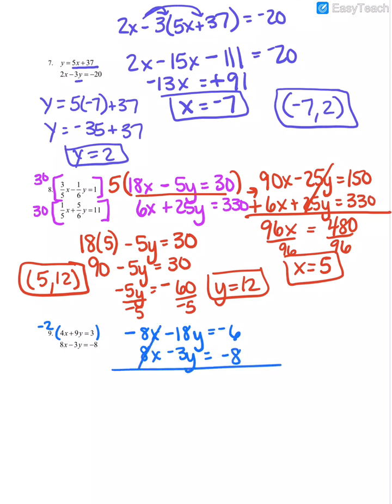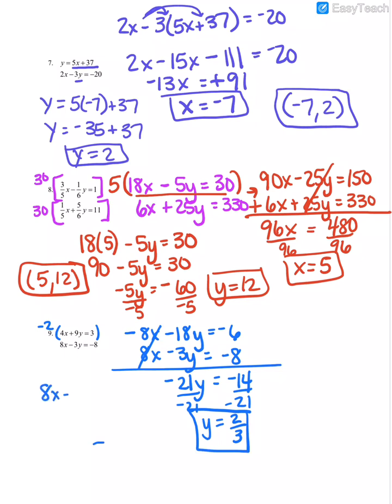X's are going to cancel, so I get negative 21y is equal to a negative 14. Divide by a negative 21. So y is equal to a positive now. And 21 over 14, 7 goes into both of those, becomes 2/3. Now I need to plug 2/3 in for y. I think I'm going to plug it into the bottom one, because then the 3's are going to cancel.